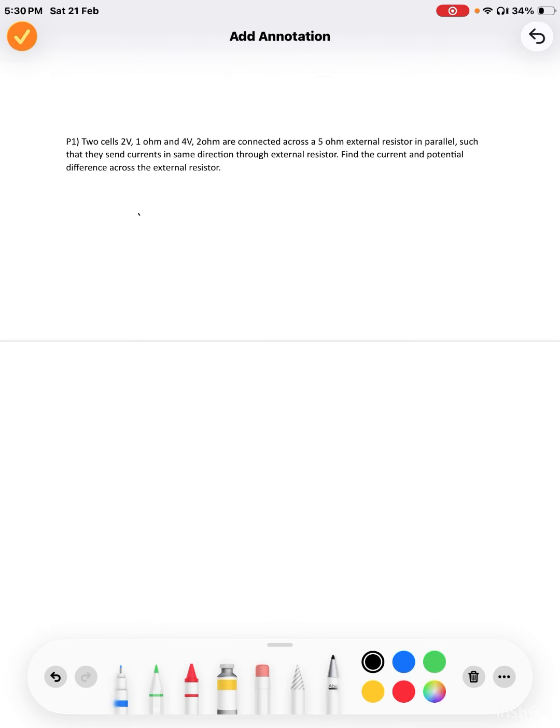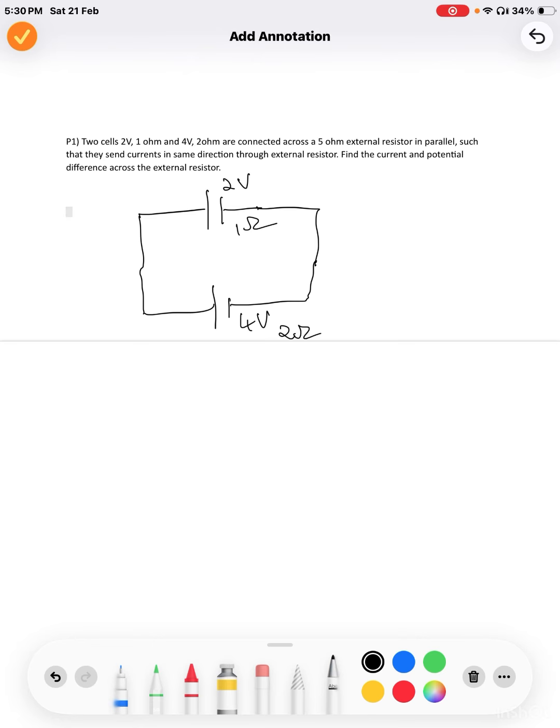So here there are 2 cells. Whose voltage is 2 volt and one internal resistance value, and this is connected to another cell of potential 4 volt and 2 ohms. Okay, so this is connected to an external resistor of 5 ohm. The question is almost same but your external resistor is 5 ohm. So now the question is a little bit different here. What is the difference? They send the current in the same direction. Same direction means the polarities are same, I1 plus I2 through the external resistor. Find the current and potential difference across the external resistor.